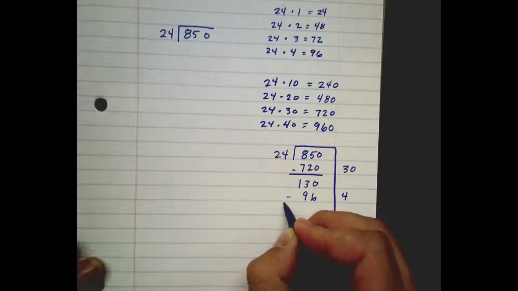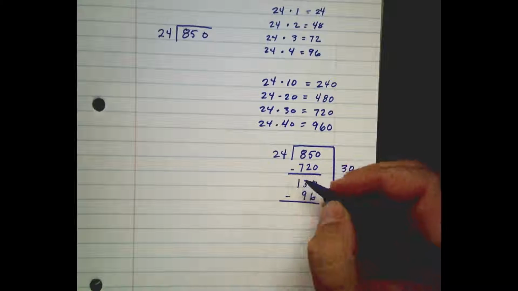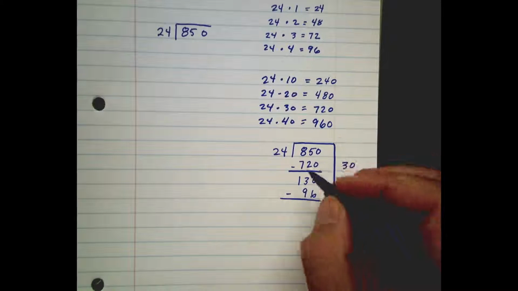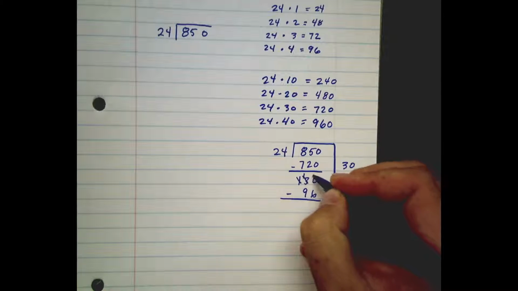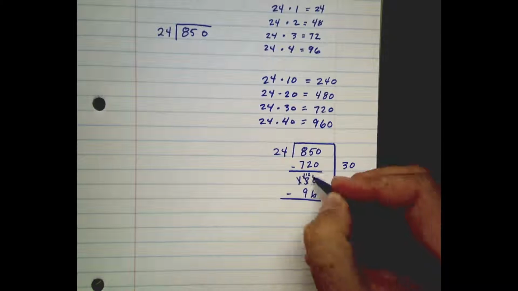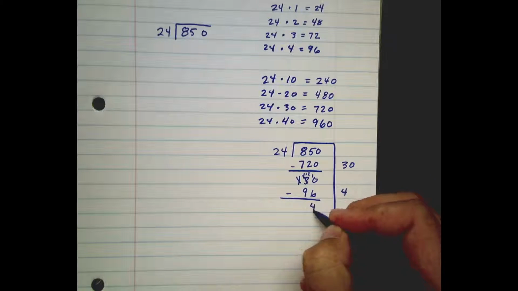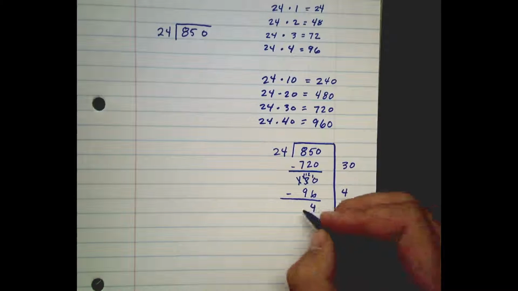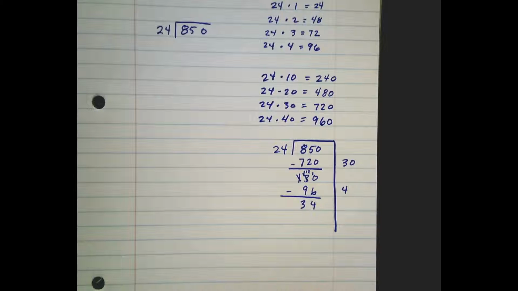And now I'm going to subtract. So 130 minus 96. I have to do a little bit of borrowing here, and that's okay. So we're going to do that. So I'm going to borrow right here, make that a 13. I'm going to cross it out, make that a 12. So 10 minus 6 is going to be 4, and 12 minus 9 is going to be 3. Okay, well now we're getting even closer.